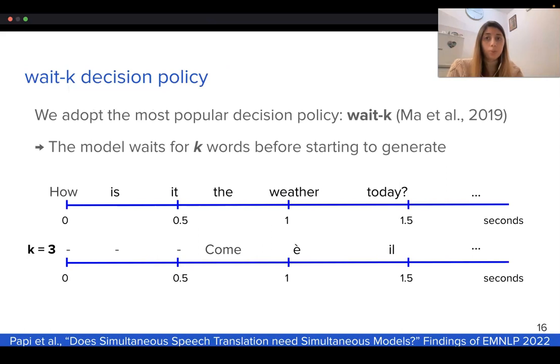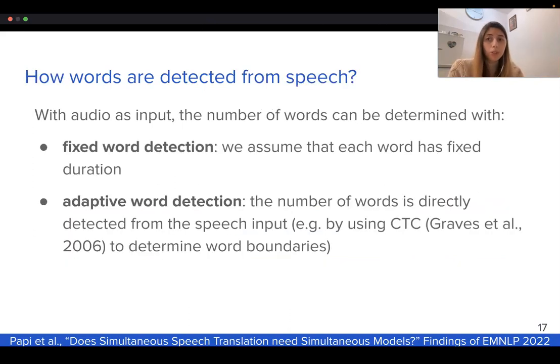First, the decision policy that we adopt is the wait-k, that is the most popular one. And in wait-k, the model waits for k words before starting to generate. But how are words detected from speech? Because with speech as input, the number of words can be determined in two ways. With fixed word detection, in which we assume that each word has a fixed duration, in our case 280 milliseconds, and adaptive word detection, in which the number of words is directly detected from the speech, for example by using the CTC to determine word boundaries.